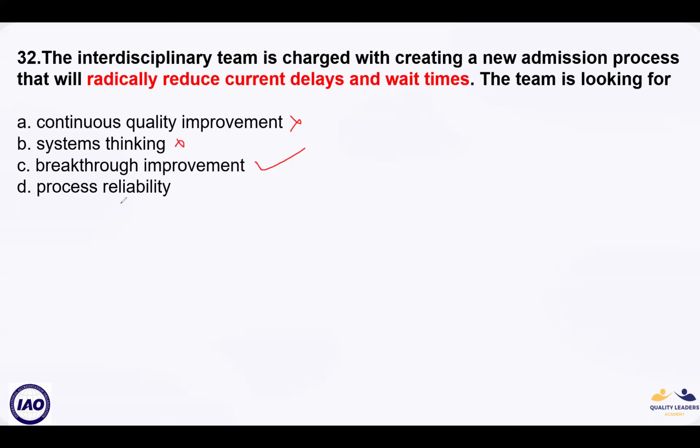Okay, process reliability, again, is the probability of process steps occurring correctly, which we have discussed earlier. Process reliability doesn't fit into this particular question. So the correct answer is, when the interdisciplinary team is charged with creating a new admission process that will radically reduce current delays, that's breakthrough improvement. Okay.